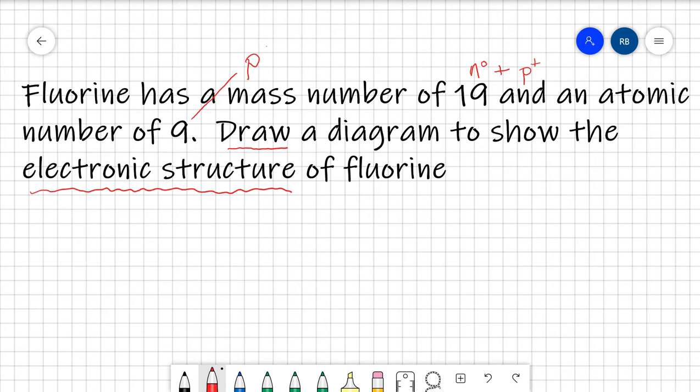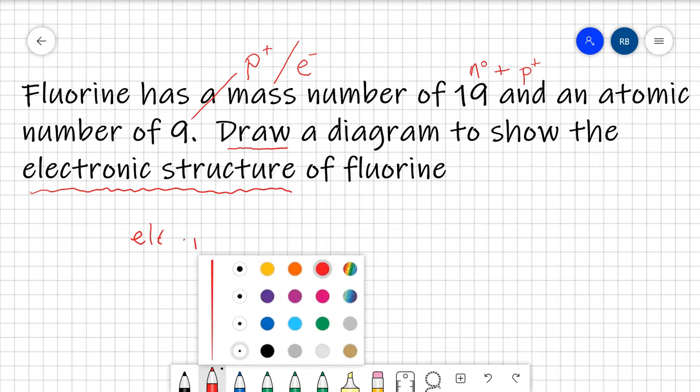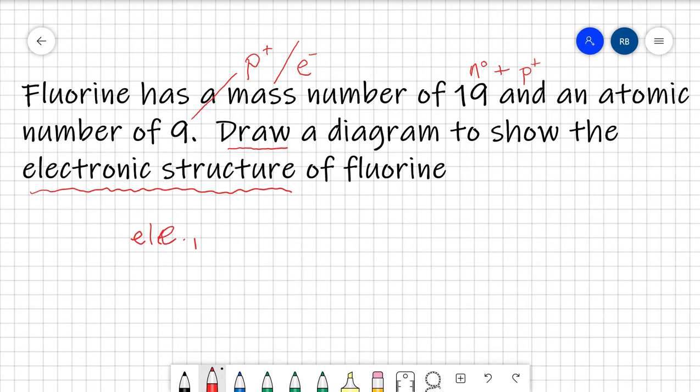We should also be aware that for any atom, the number of protons and electrons will be the same. Every atom is neutral, has no charge. Those charges cancel out. So that's going to be very useful. We therefore know that the number of electrons for this atom, for this particular element, is 9. 9 electrons. Good.